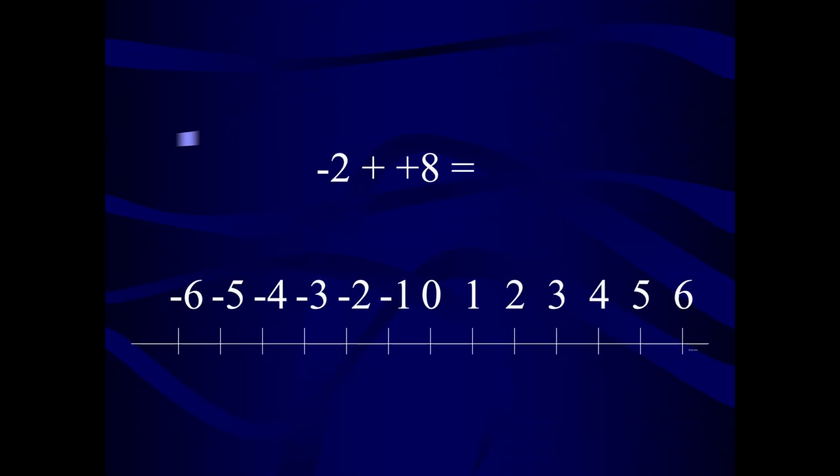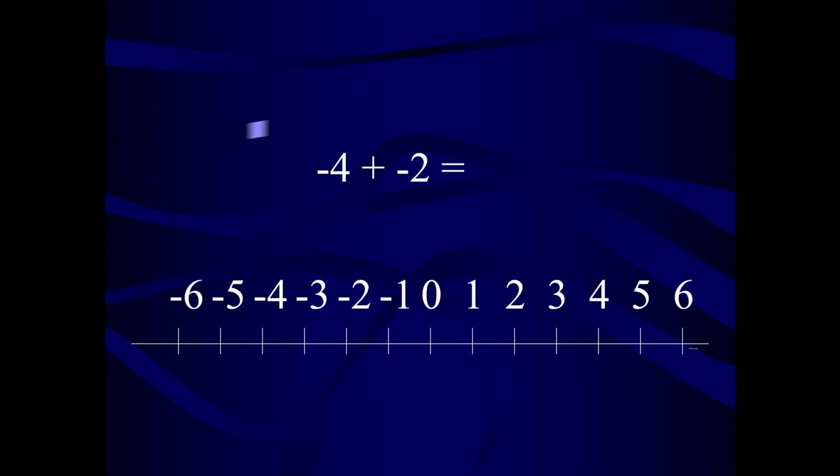Negative 2 plus positive 8 equals. We have to go 2 to the left, we're on negative 2, and then from negative 2 we have to go 8 spaces to the right, and we land on 6. So negative 2 plus 8 equals 6. Negative 5 plus positive 2 equals. From the 0, we have to go to the left 5 spaces ending on negative 5. From negative 5 we have to go 2 spaces to the right because it's a positive number, and our answer is negative 3. Negative 5 plus 2 equals negative 3.